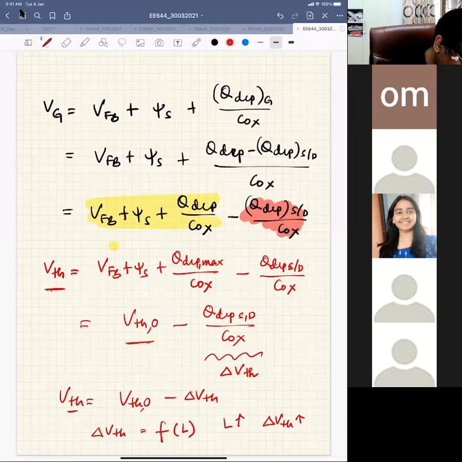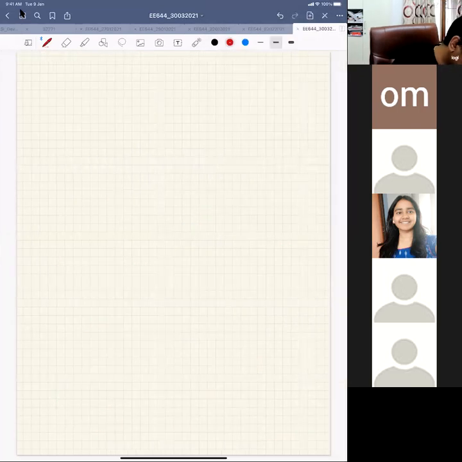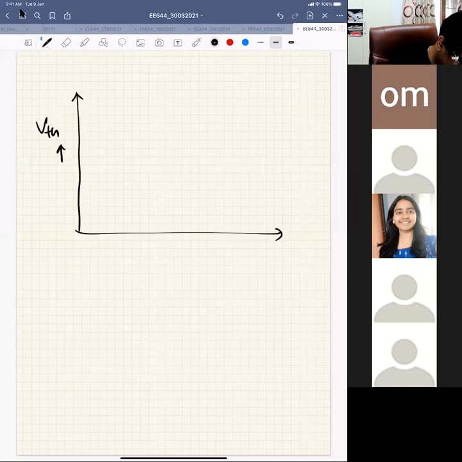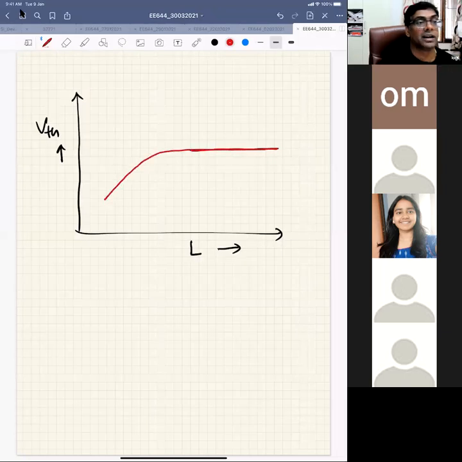So if I plot your threshold voltage as a function of the length of the transistor, right? The threshold voltage should not change with length, so it will be flat. Then when the length is very short, it will start reducing, right?